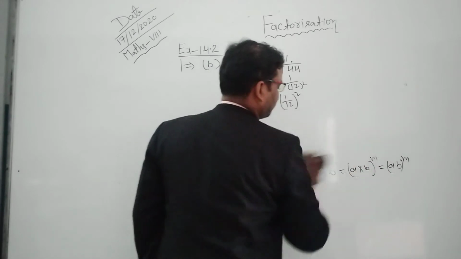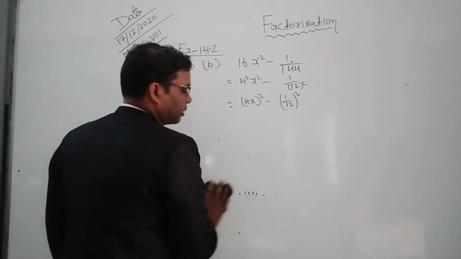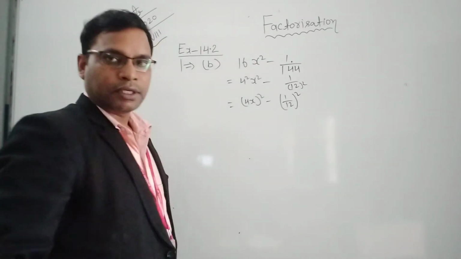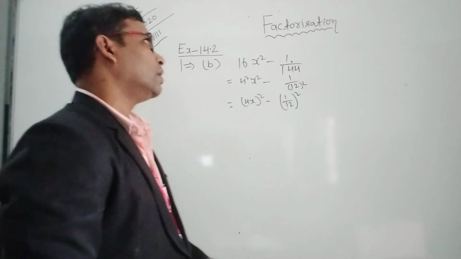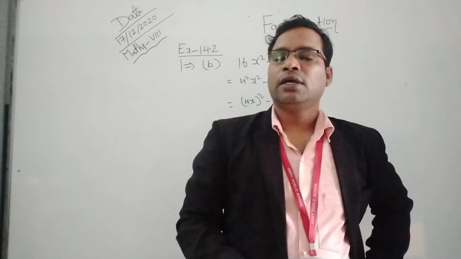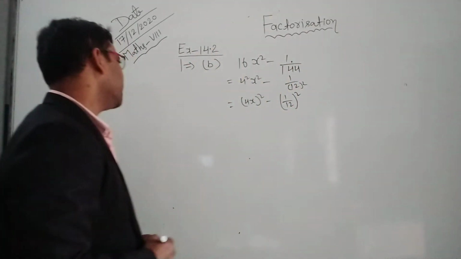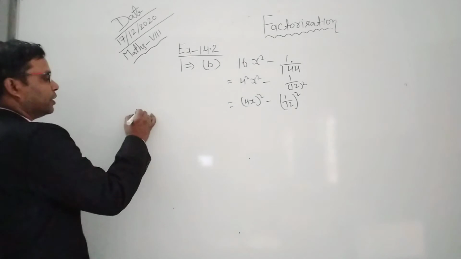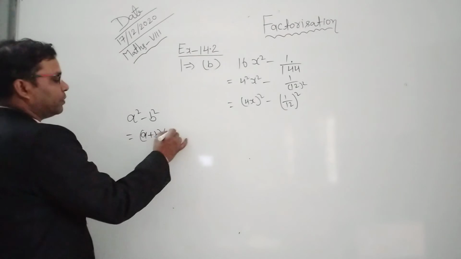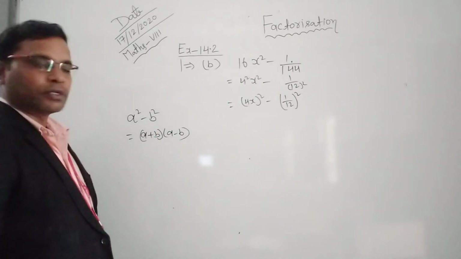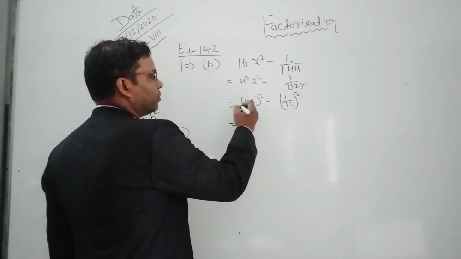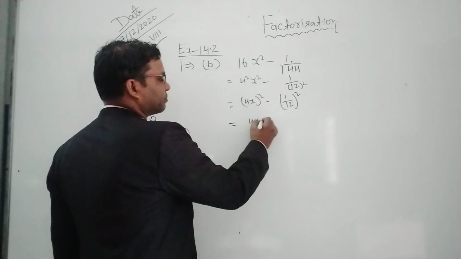Now you can see this is the difference of two squares. What is the difference of two squares? Also you can say here we use the third identity. What is the third identity? The third identity is a square minus b square is equal to a plus b into a minus b. This is the third identity. So here you can say square of 4x minus square of 1 upon 12.